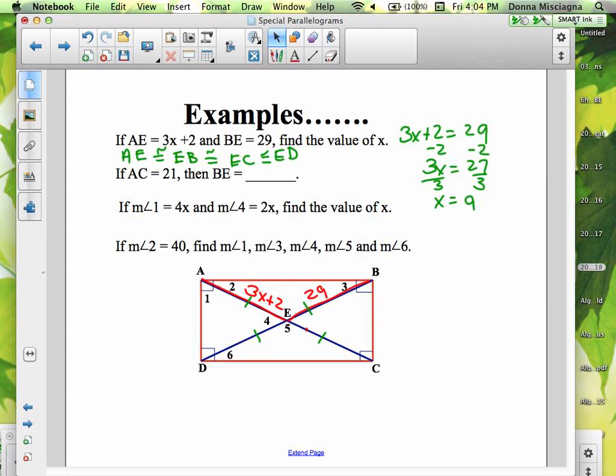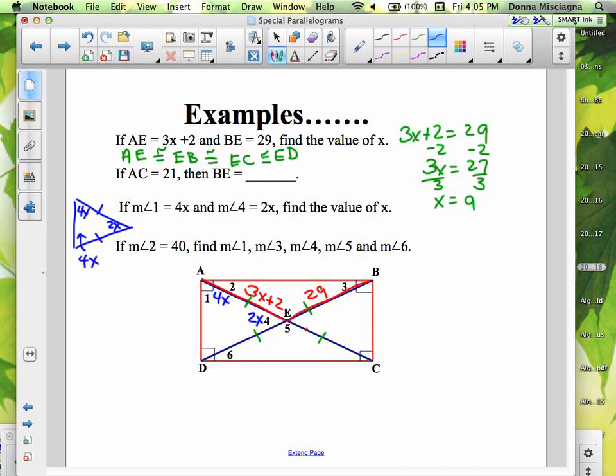Okay. Let's look at the next one. The measure of angle 1 is 4x, and the measure of angle 4 is 2x. Find the value of x. Well, notice there we have a triangle. This angle is 4x, and this angle is 2x. But this isn't just any old kind of triangle. Notice the congruence markings there from the diagonals. So these two sides are congruent, which means this side here has to be 4x as well.